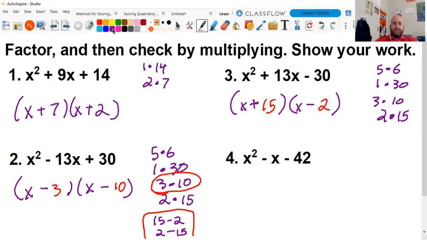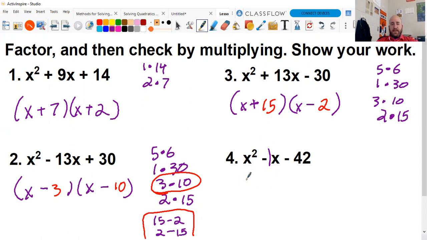All right, number 4. X squared minus x minus 42. What can I multiply to get 42 that I can add or subtract to give me... I don't got a number. What do I do? Oh, wait. When I don't have a coefficient in front of x, it's like there's an invisible 1 there. So I got x squared minus 1x minus 42. What can I multiply to get 42 that I can add or subtract to give me 1?